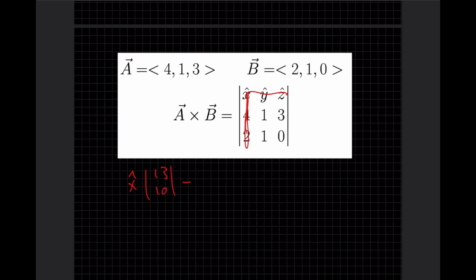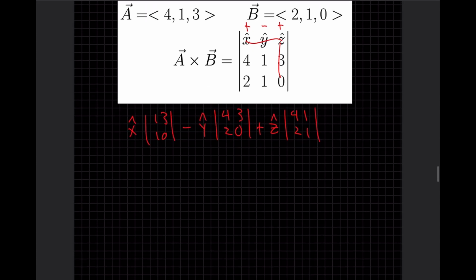And then we subtract y because remember the alternating signs, plus, minus, plus. We subtract y hat, and then we form another determinant, a smaller one, 2 by 2. It's going to be 4, 3, 2, 0. And then we add z multiplied by a smaller determinant, which is 4, 1, 2, 1. And then we just take the smaller determinants.